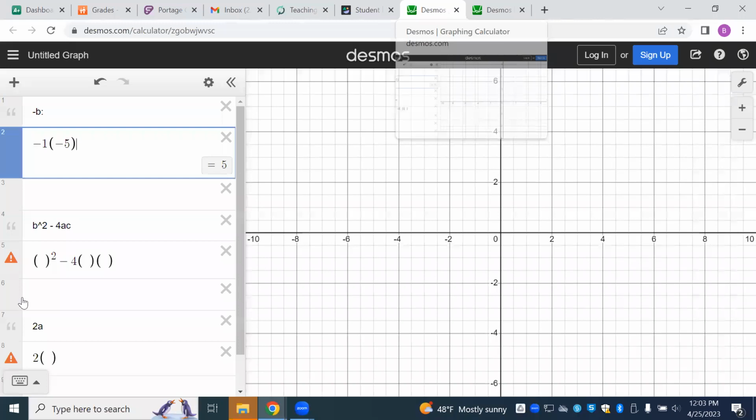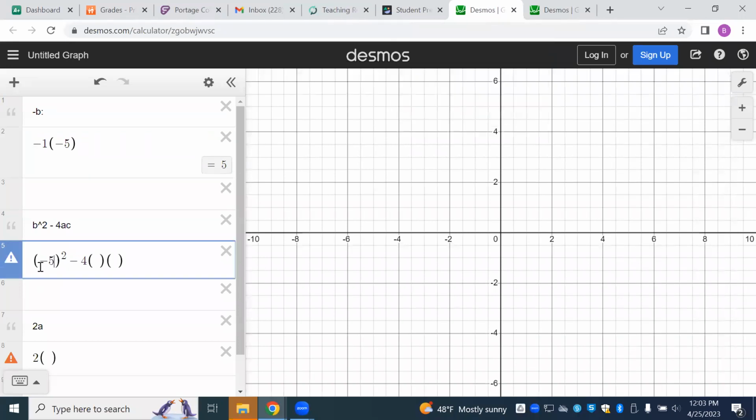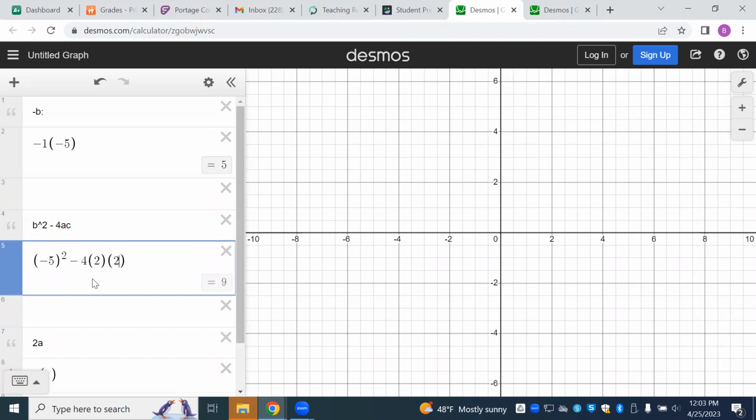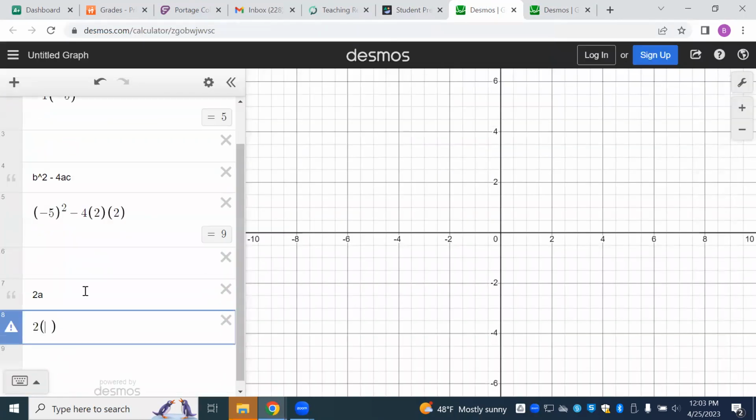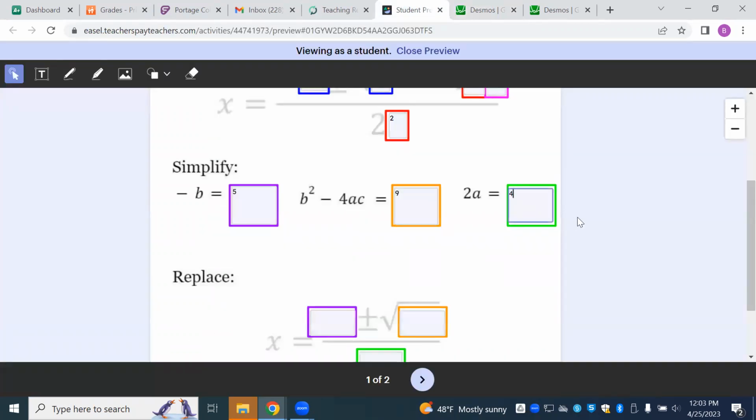For b squared minus 4ac, our b was -5, so I'm going to put that in the first parentheses. My a was 2, and my c was 2. So this whole thing equals 9. That'll be this yellowish orange box. 2 times a is just going to be 2 times our a value, which was 2, so that's going to be 4.